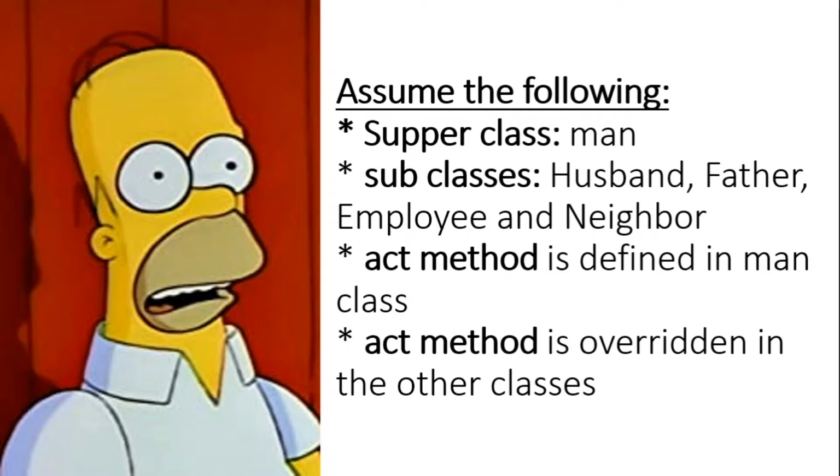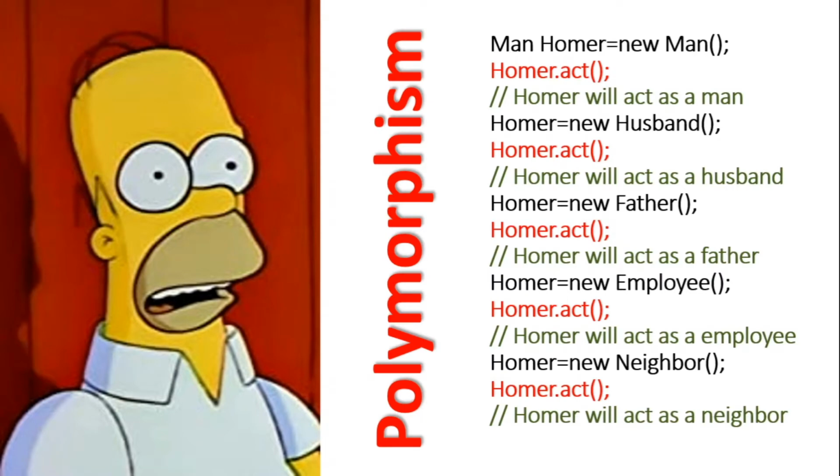And for example, the act method inside the husband class is going to be how a husband will act. And the act method inside the father class will be how a father will act. And then the same thing for the employee and neighbor. So here it is. This is polymorphism.